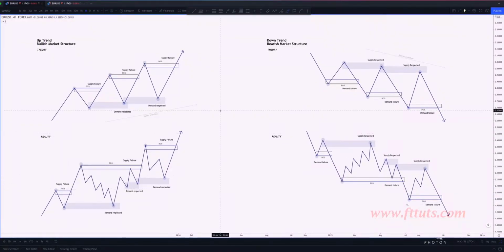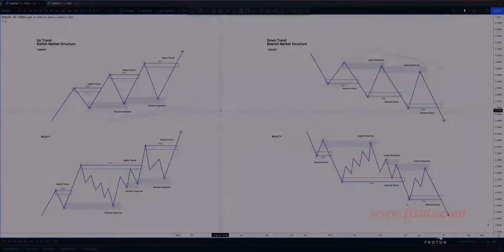So yeah, that's just a very, very basic market structure that we've looked at. Hopefully you guys should be very comfortable with that from a pure market structure point of view. And now we are overlaying demand and supply into that. So let's take a look at one more example and then we'll hop on the charts.